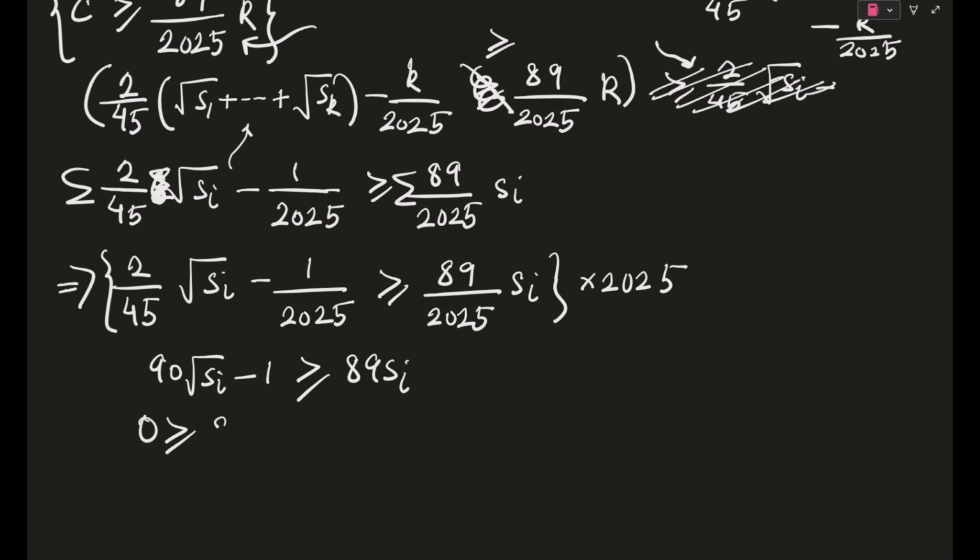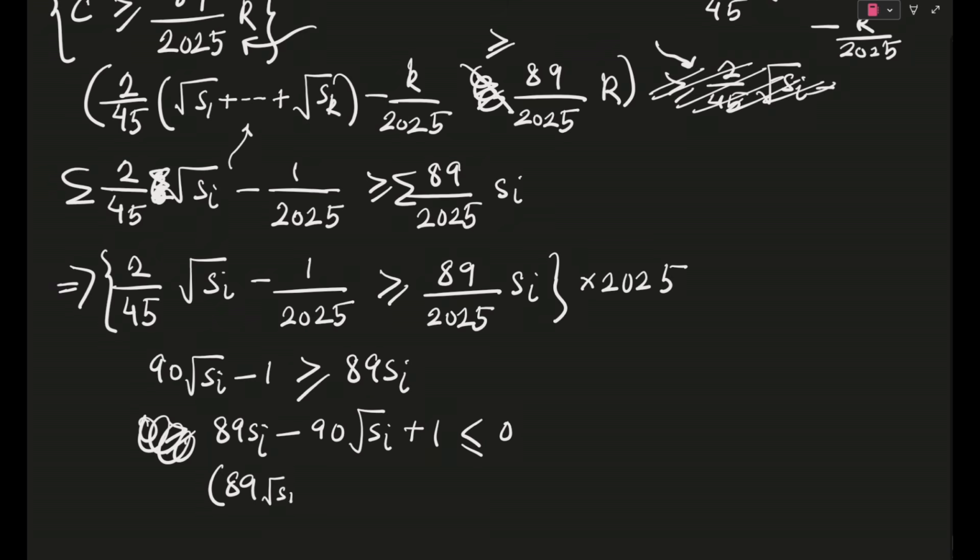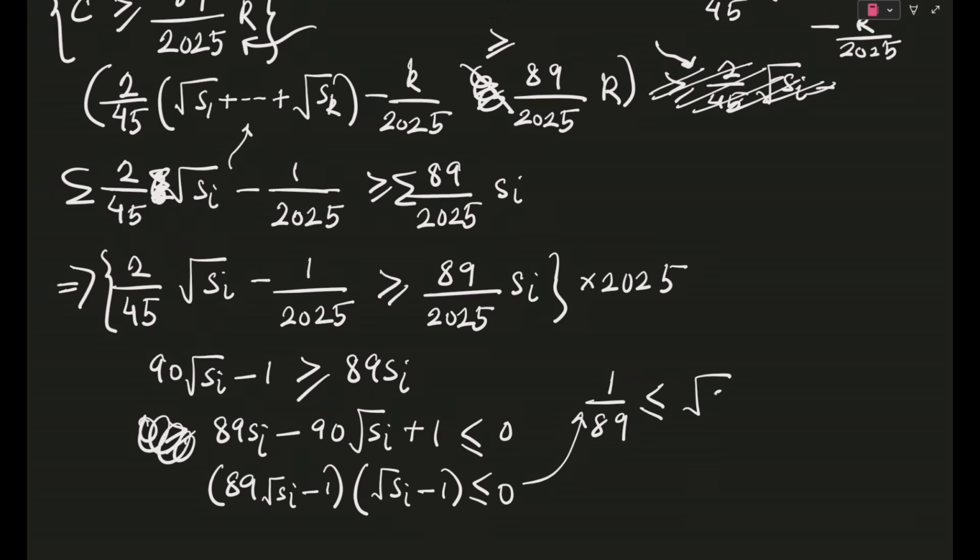So 89 SI minus 90 root SI plus 1. Like this thing is, I will write it in a fresh way. This is less than or equal to 0. So we can factorize this easily, I hope. 89 root SI minus 1 times your root SI minus 1 is less than or equal to 0. So finally this inequality comes out to be 1 by 89 is less than or equal to root SI less than or equal to 1. So if we prove this thing to be correct, then our sum is completely done.